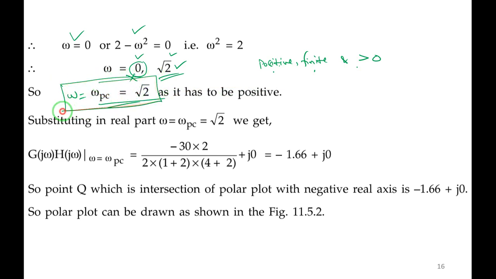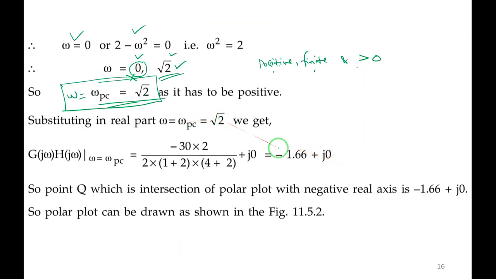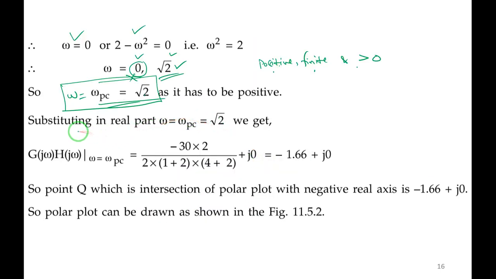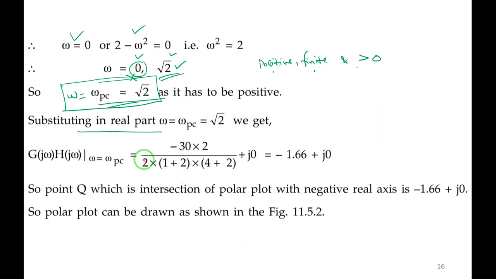We have found the phase crossover frequency, that is root 2. Now I want to find the coordinates of this point Q, where it is intersecting. Substitute omega equal to omega pc, that is root 2, in the real part. The real part is minus 30 omega square divided by D. D is omega square into 1 plus omega square, where omega square is root 2 whole square, plus 1 plus omega square.